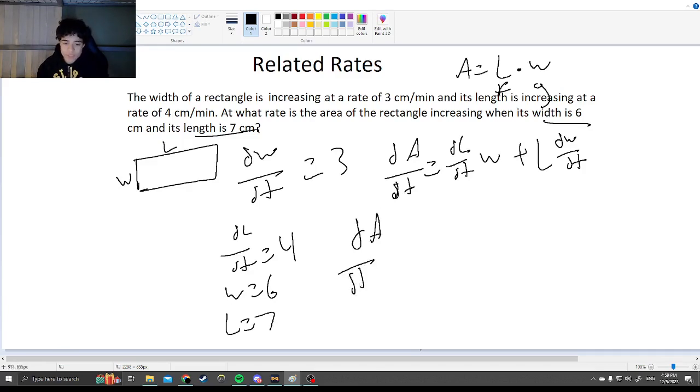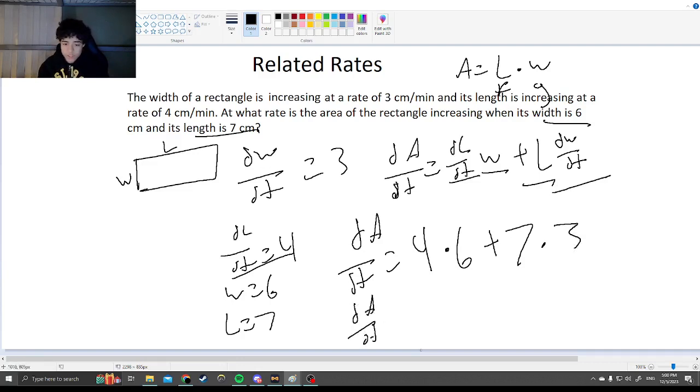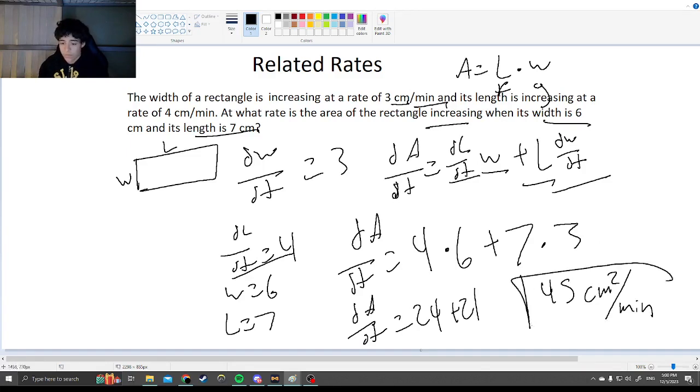dA over dt. We plug these in. dl over dt over here is 4 times W is 6 plus L is 7 times dw dt is 3. So dA over dt equals 24 plus 21, or 45, right? And we have to do the units. It's increasing, so it's positive, and it's counting in centimeters, and it's area, so it's centimeters squared per minute right here. So it's increasing at a rate of 45 centimeters squared per minute.